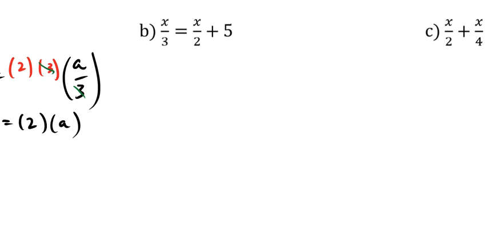Okay, let's try this one. It's very similar. So what are you going to do?